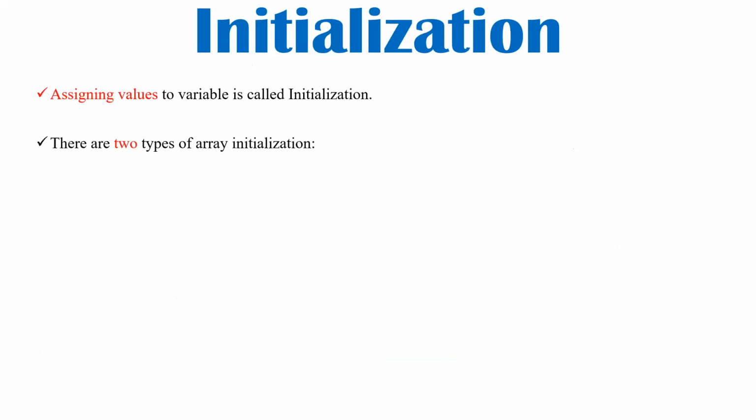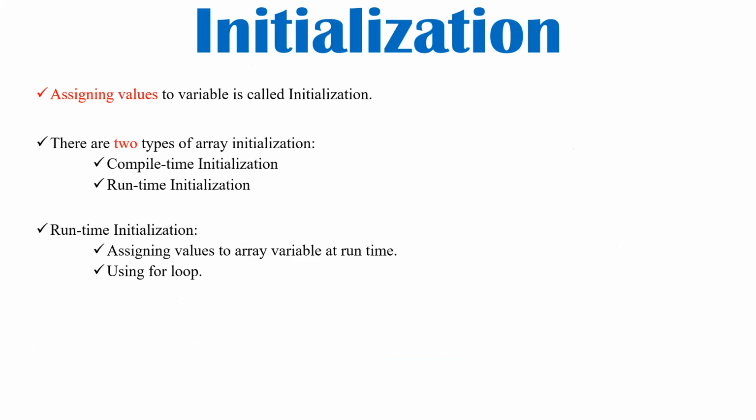Next, initialization. Initialization means assigning values to the variable. For array initialization, we have two types. One is compilation time initialization. The next one is runtime initialization. Runtime initialization uses the scanf statement in C. Using scanf and the for loop, we assign values to the array variable at the time of running, which is called runtime initialization.